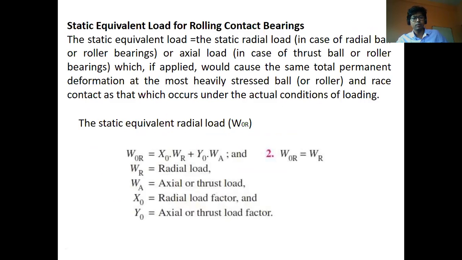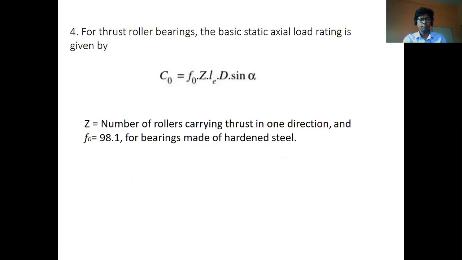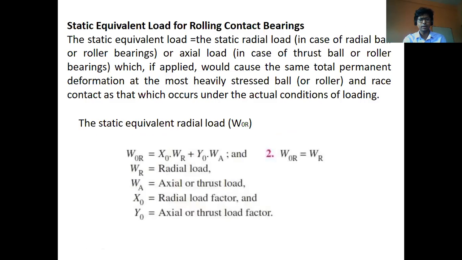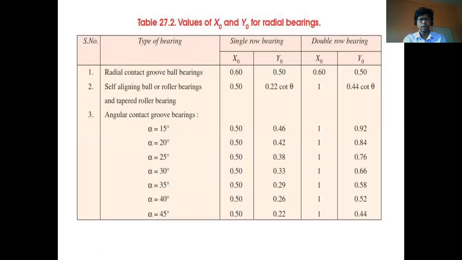Now, static equivalent rule for roller contact bearing. For roller contact bearing, this will be the radial load into a radial factor, then axial load into an axial factor. So it will find from here the static rating factor. These are the factors. Depending on the angle of contact of the group, you will choose this factor.